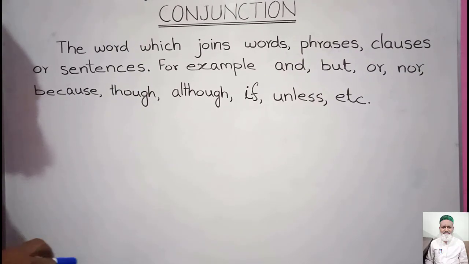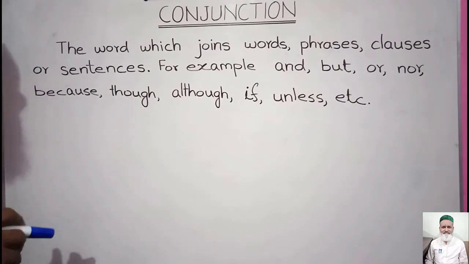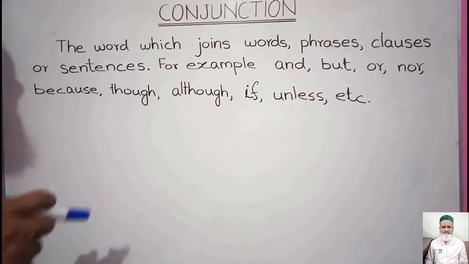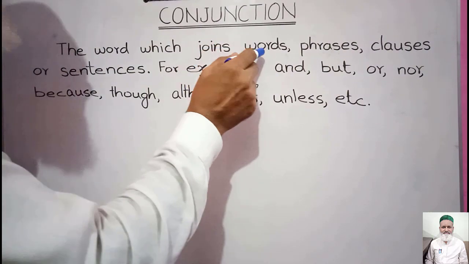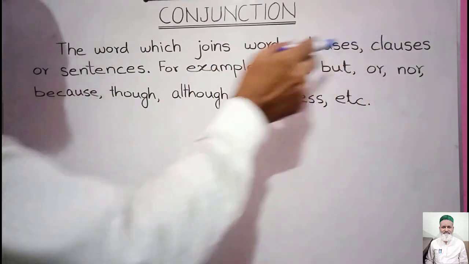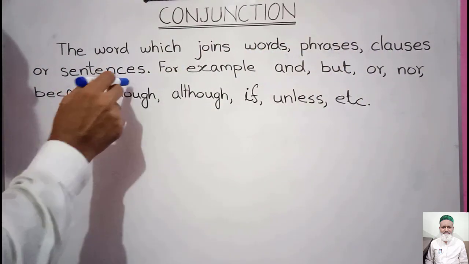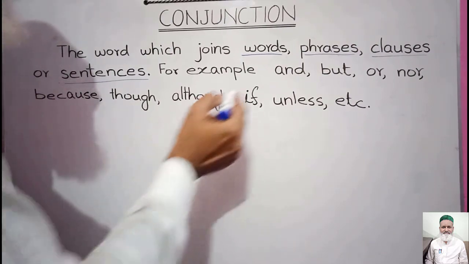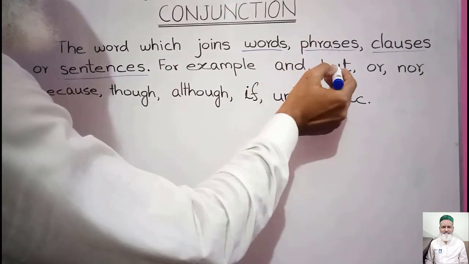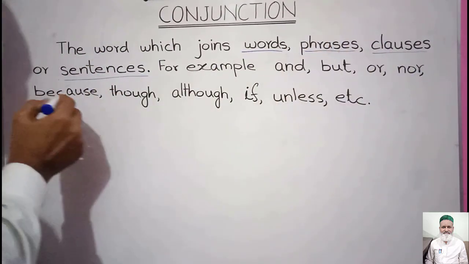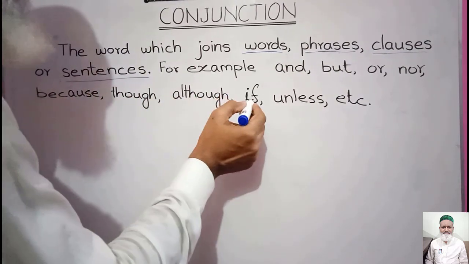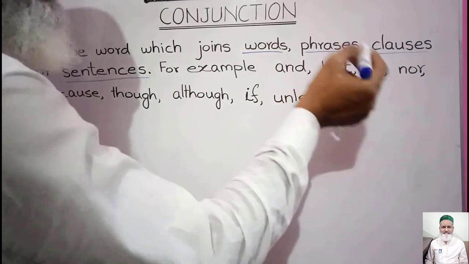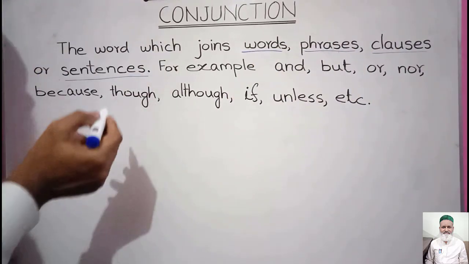First, we discuss its definition, that is, what is a conjunction. Conjunction is a word which joins words, phrases, clauses or sentences. For example, and, but, or, nor, because, though, although, if, unless, and so on. There are so many conjunctions.